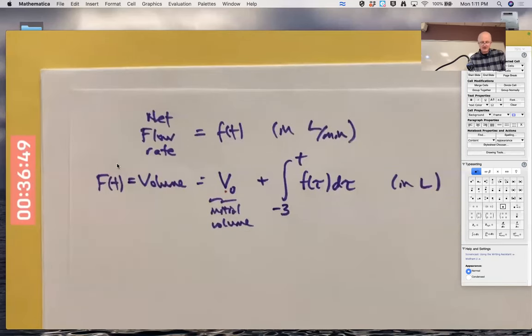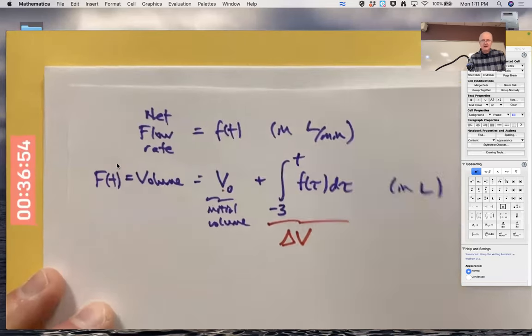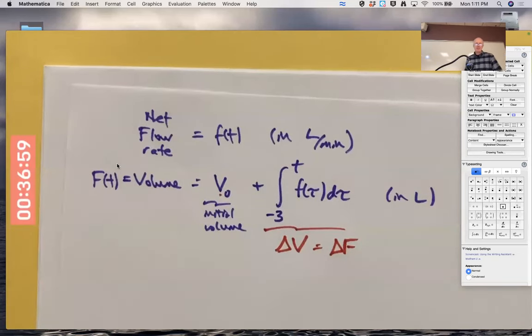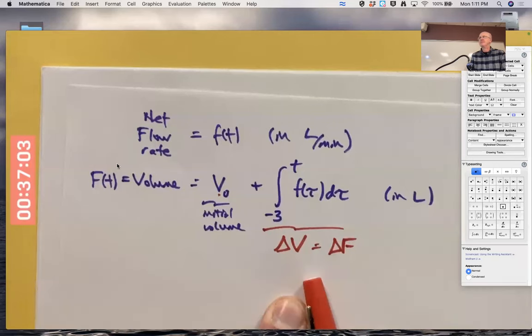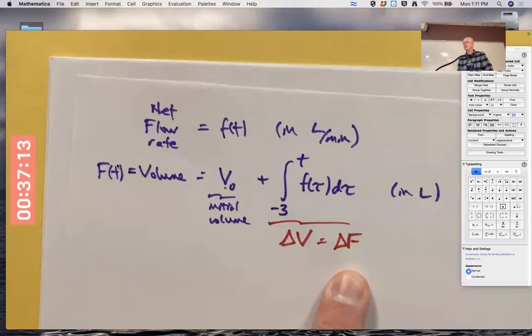Now, V0 is the initial volume. This one is the change in volume, delta V, or if you like, delta F, because I'm calling the function F. Either way is okay. Don't be worried about the fact that I'm doing both of them. V is the dependent variable, F is the function name, but to represent the change in volume, I could either think of it as a change in the variable or a change in the function, it doesn't matter. Don't let it bother you. Those kinds of things used to bother me when teachers would do that. I'm just saying, don't let it bother you. It's okay.